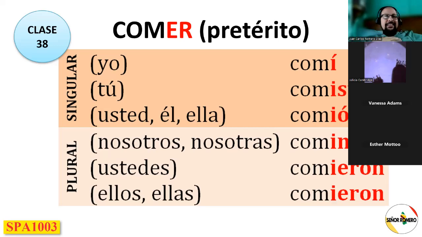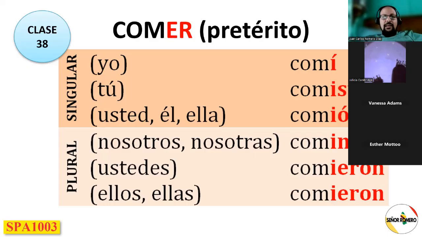Comí, I ate. Comiste, you ate. Or you had dinner. Comió, he or she ate. Comimos, we ate the food. Comieron, you all ate. Comieron, they ate. So, í, iste, ió, imos, ieron.